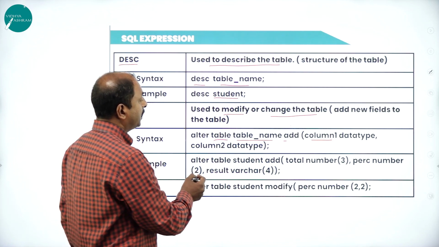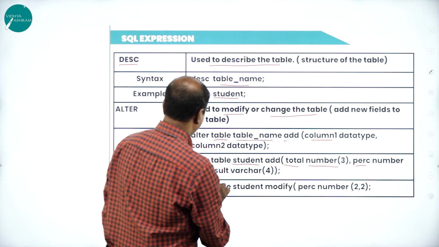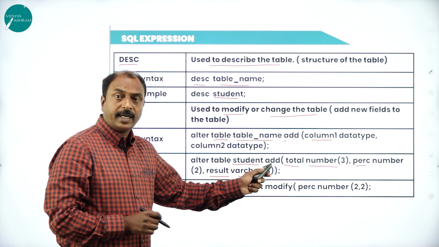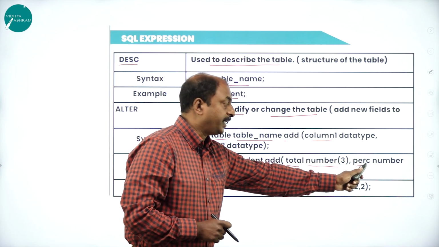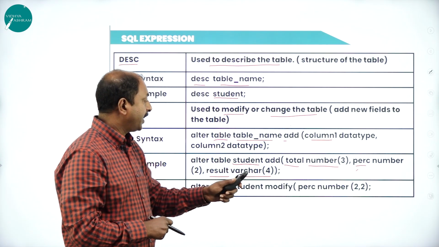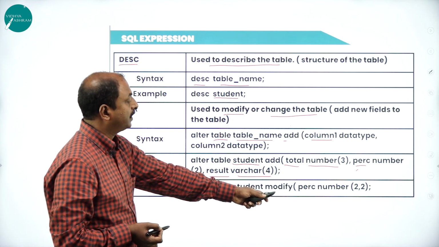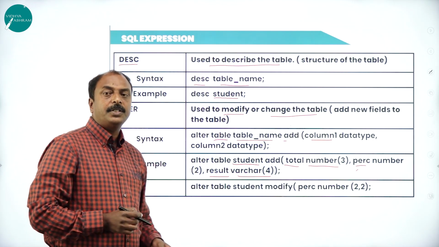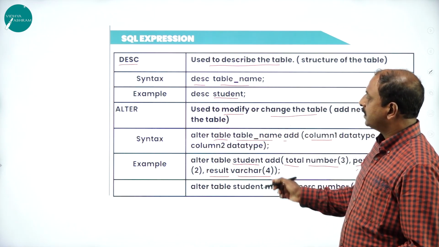So in this example, alter table student, total number, percentage number and result varchar 4. In this example of the alter command, we are going to add 3 more columns to the existing table. That is, one is total with the data type number, and PERC for percentage with the data type number. The result is one more column with the data type varchar. Alter table student, modify the percentage number, is another way of using the alter command. So the alter command is used to modify the table structure by adding additional columns. So this is the alter command.